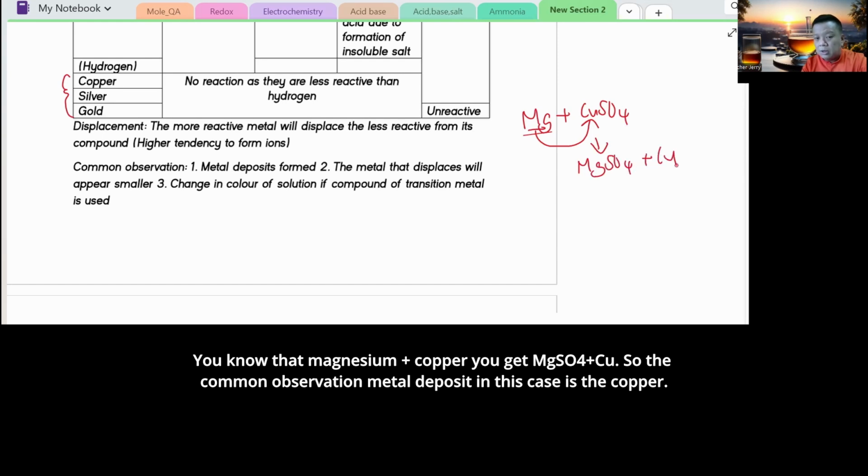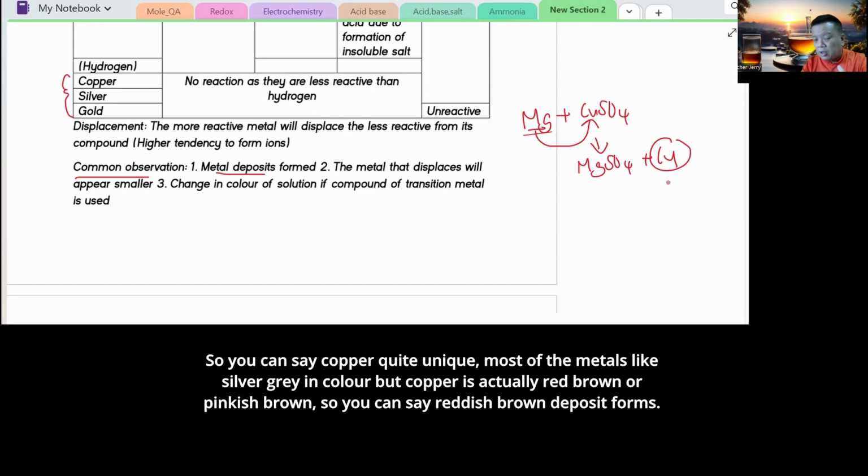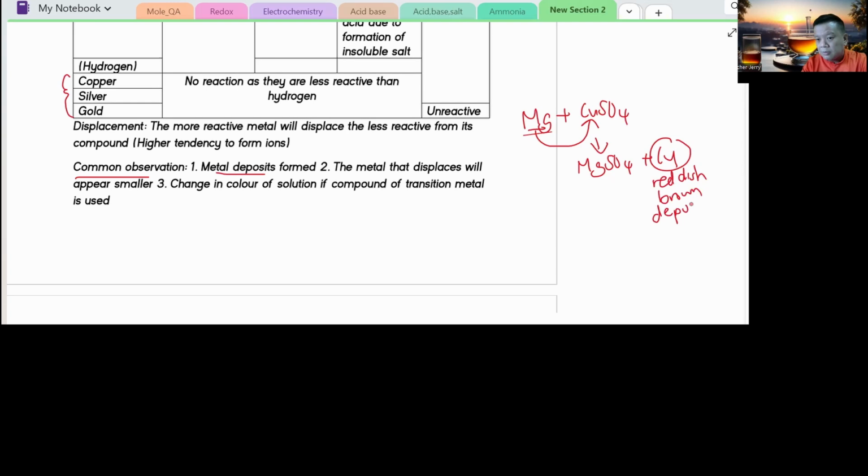and you get copper. So the common observation, metal deposit, in this case is your copper. So we can say, okay, copper is quite unique. Most of the metals are silver gray in color, but copper is actually reddish brown or pinkish brown. So we can say reddish brown deposit forms.